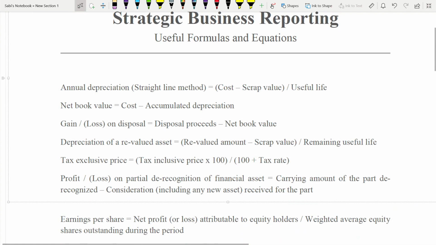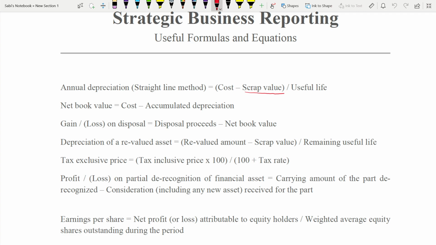Starting with annual depreciation. So annual depreciation, if it's a straight line method, then the formula is cost minus scrap value divided by useful life. Sometimes you might not have the scrap value, okay? So it will be simply cost divided by useful life. In fact, most of the time the scrap value is not given, so it is simply cost divided by useful life. Coming to the net book value, to find the net book value, it will be cost minus accumulated depreciation, okay?